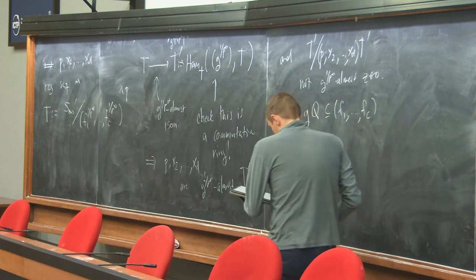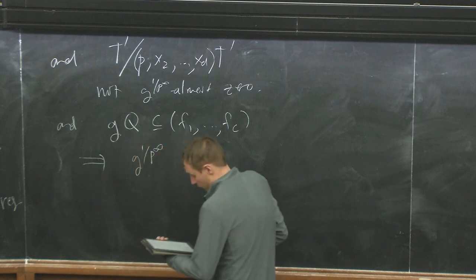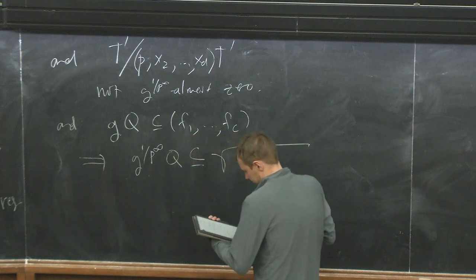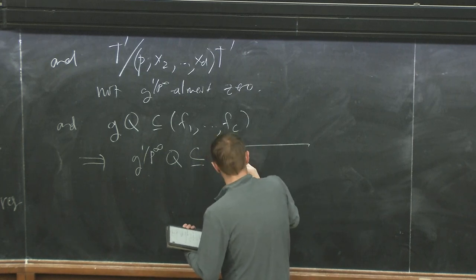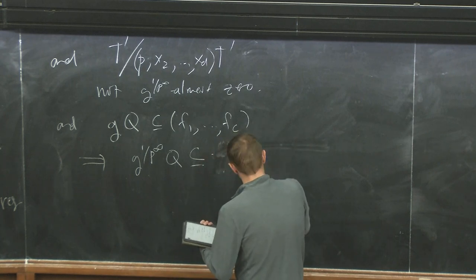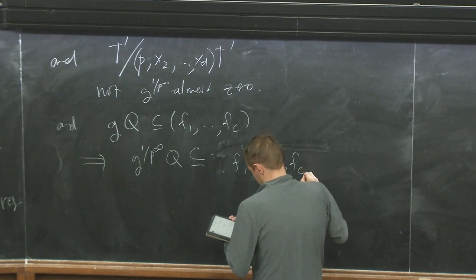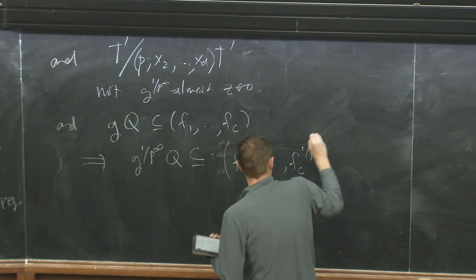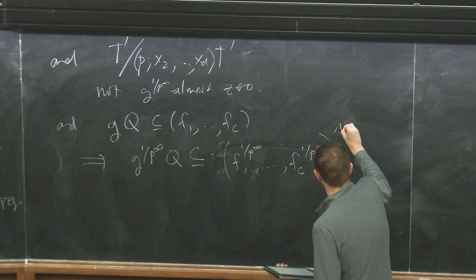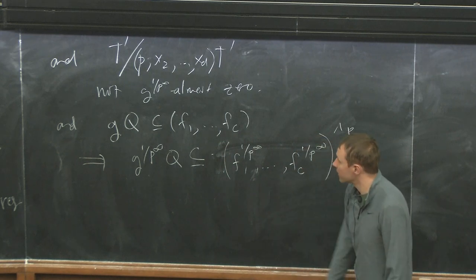So the end result is that, well, if I have this relation and I pass up further to some ring which has roots here, up to P-adic completion, this will give me that G to the 1 over P to the infinity is contained in this after taking roots.